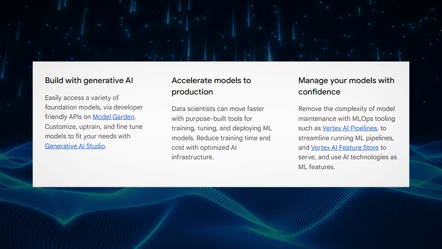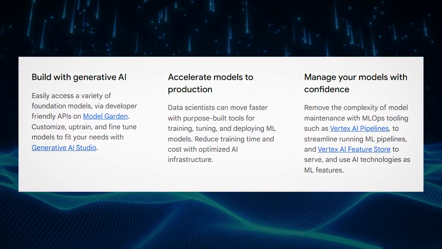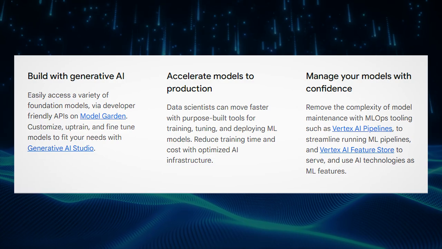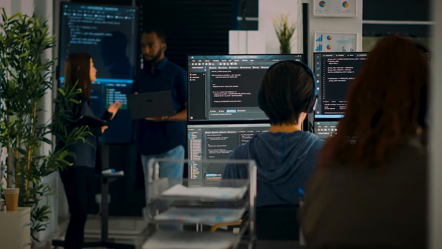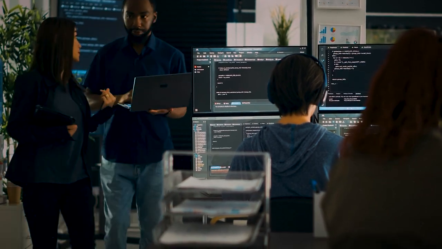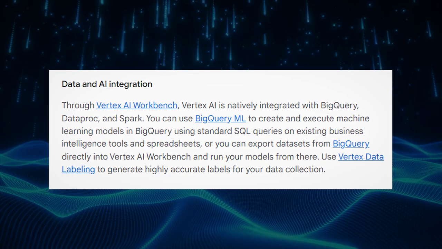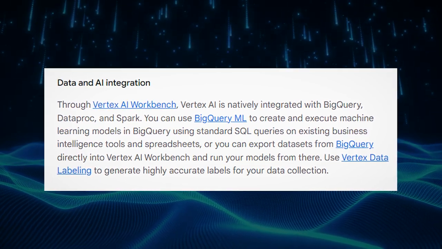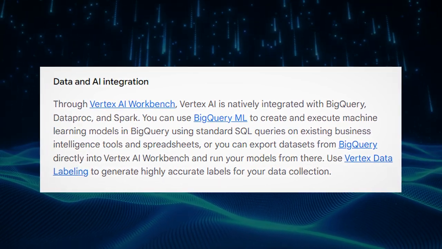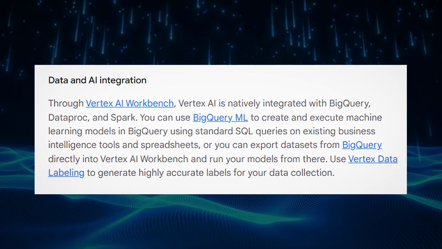The benefits for users. Vertex AI is all about bringing together data engineering, data science, and ML engineering workflows into one unified platform. It's like a dream team collaboration tool for teams working on generative AI applications. You can easily access data from BigQuery, Dataproc, Spark, or Vertex Data Labeling, and run your models using the awesome Vertex Workbench. It's all about convenience and efficiency.